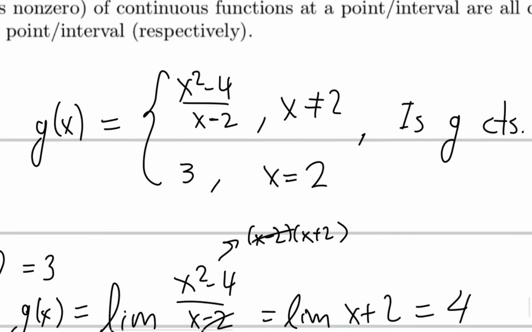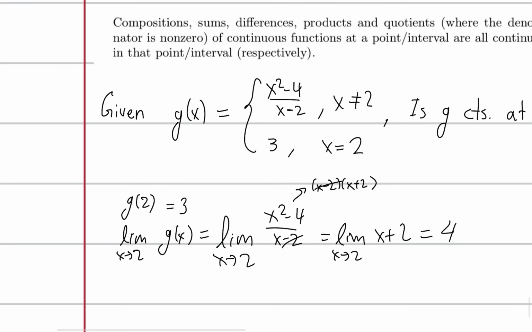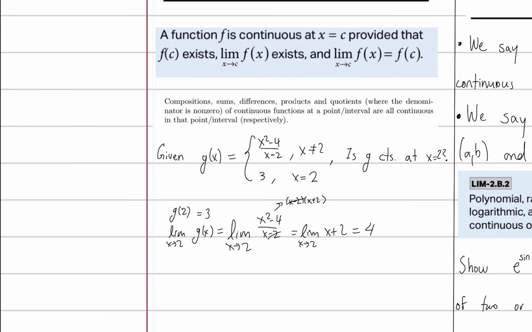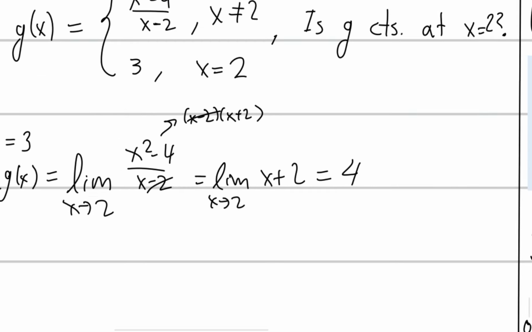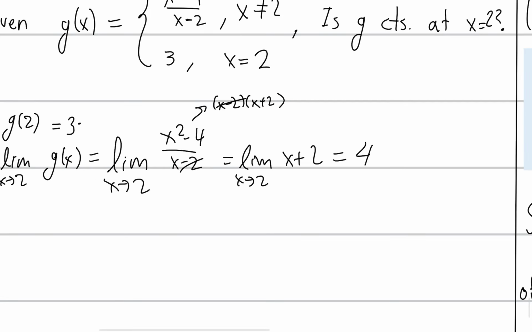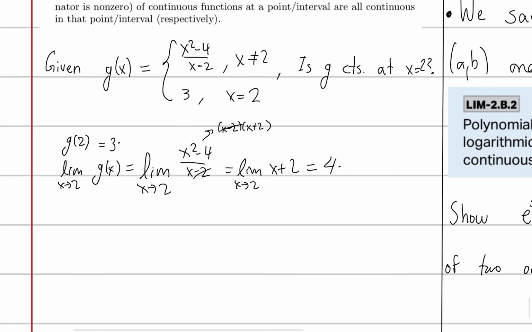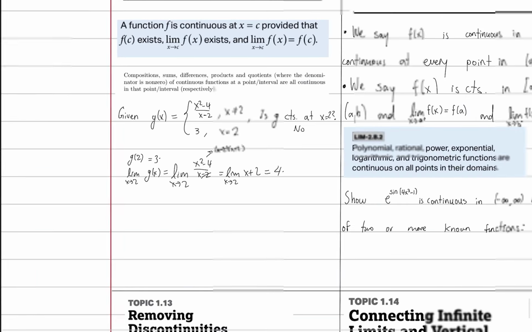And when checking if the limit exists, we note that from the left and from the right, we have this single piece. Finally, is this limit equal to the function's output? Well, we already did all the heavy lifting in our first two conditions. Is 3 equal to 4? No. So g is not continuous at x equals 2.